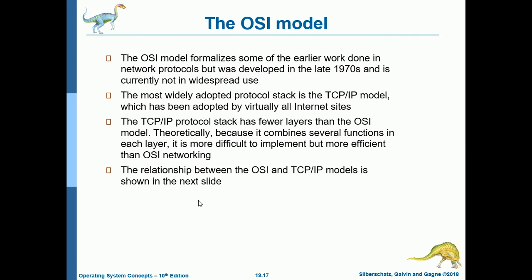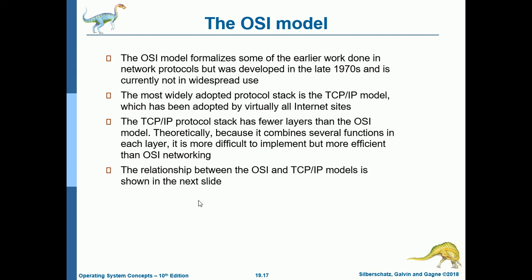So the most widely adopted protocol stack is the TCP/IP model, or the Transmission Control Protocol/Internet Protocol, which has been adopted by virtually all Internet sites. You will see the reason why the TCP/IP model is adopted compared to the OSI model. The TCP/IP protocol stack has fewer layers. That is the first advantage of TCP/IP: fewer layers than the OSI model. Theoretically, because it combines several functions in each layer, it is more difficult to implement but more efficient than OSI networking.